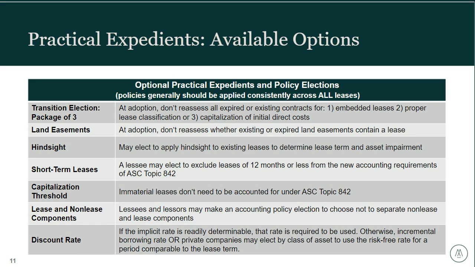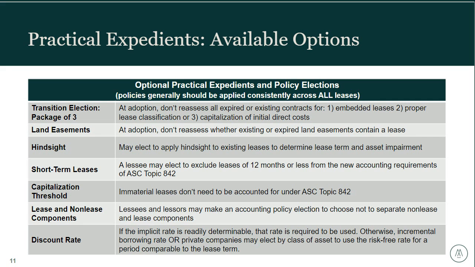Under the practical expedient of lease and non-lease components, lessees and lessors may make an accounting policy election to choose not to separate both the lease and non-lease components. When you get into that, think about this practical expedient. And then the discount rate. There's also a practical expedient that says if the implicit rate is readily determinable, that rate is required to be used. Otherwise, incremental borrowing rate, or private companies may elect by class of assets to use the risk-free rate of return comparable to the lease term.